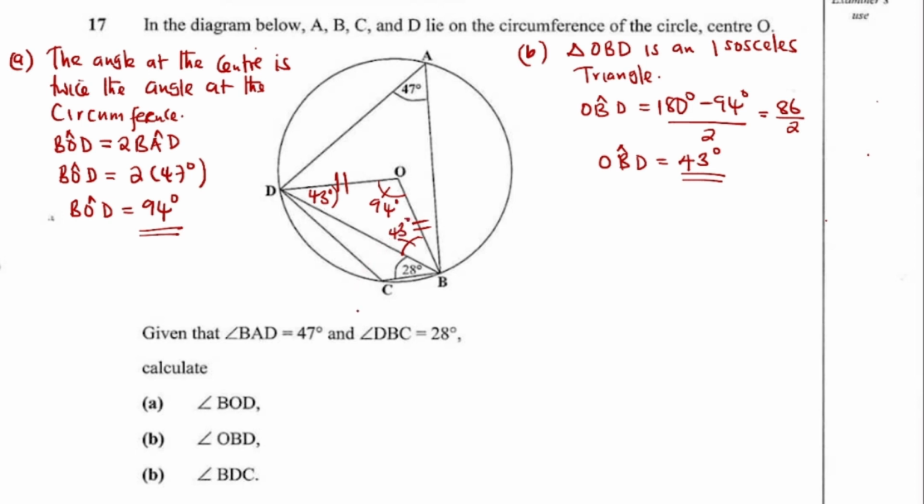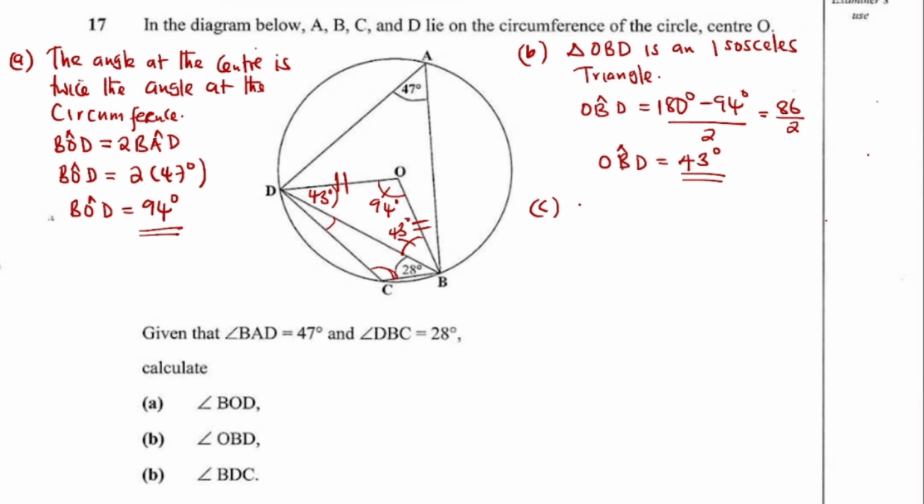Okay, then the last question, we are told to find BDC, meaning this angle here, a small angle. Now how do we find that angle there? If we have an angle here at C, it will be very easy to find the angle at D. And how do we find that angle at C?